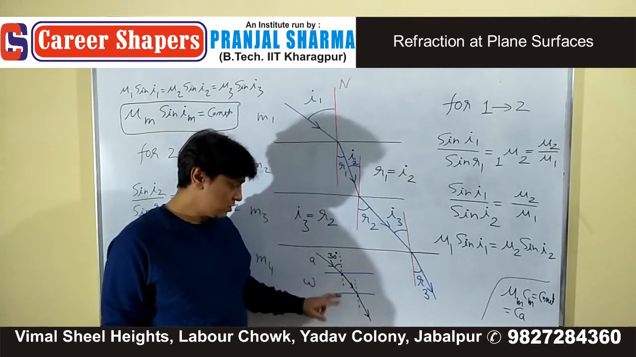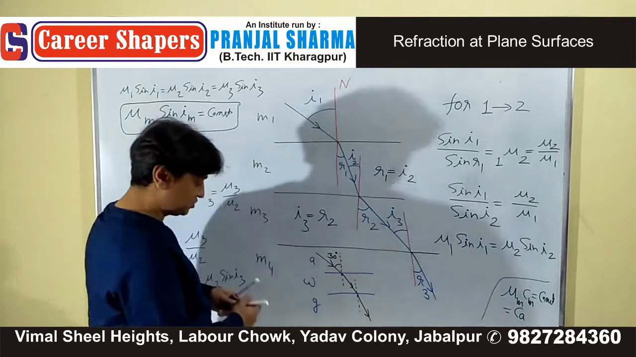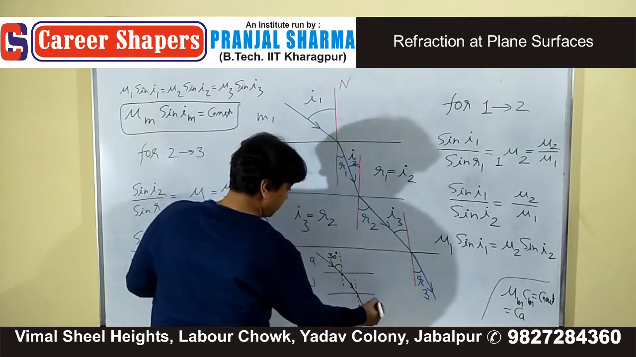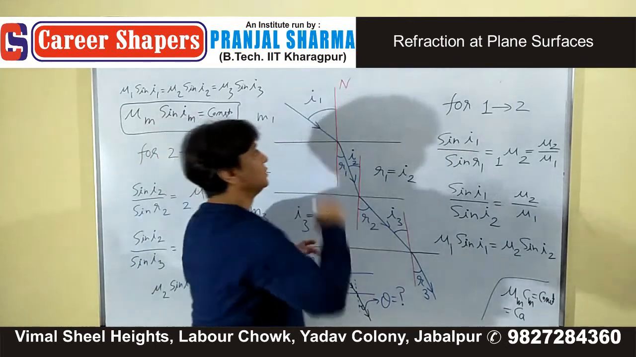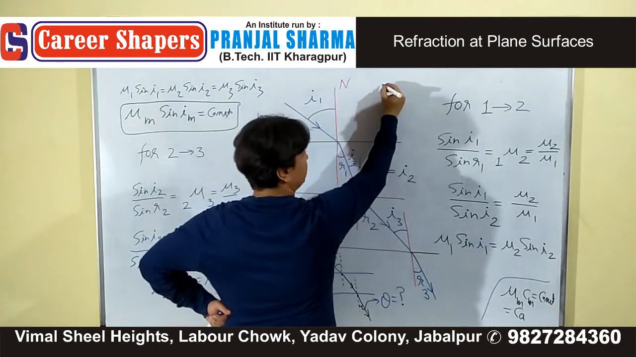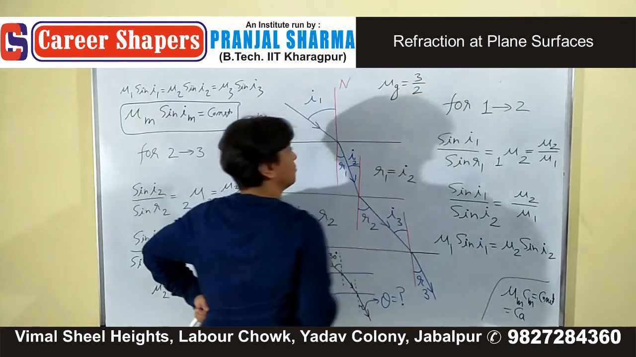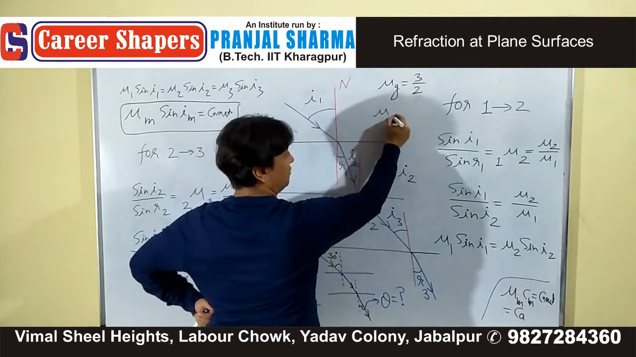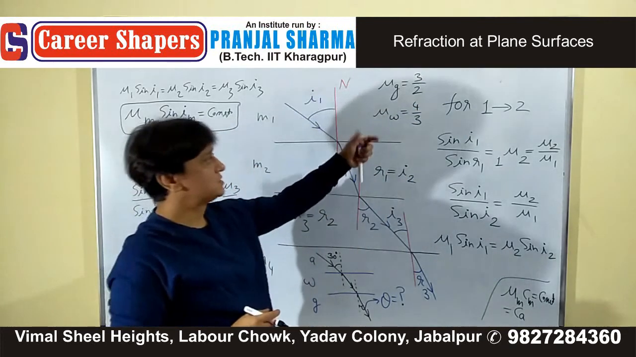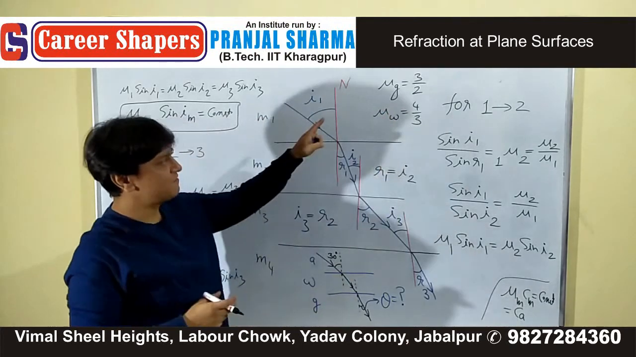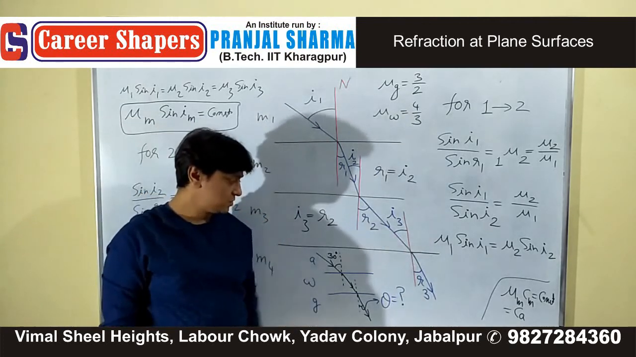Air to water to glass. All the interfaces are parallel, and our aim is to find this theta. Let's call it theta. Just remember this information: refractive index of glass with respect to air is 3/2. Refractive index of water with respect to air is 4/3. Standard data, you can remember this. And the question says find out this theta.